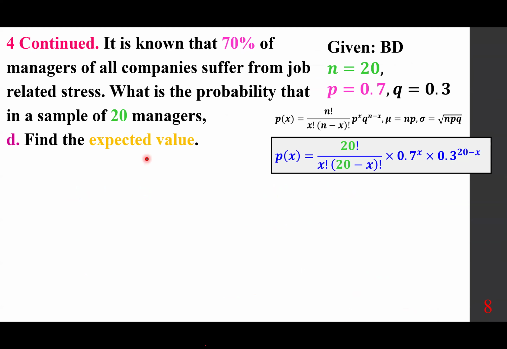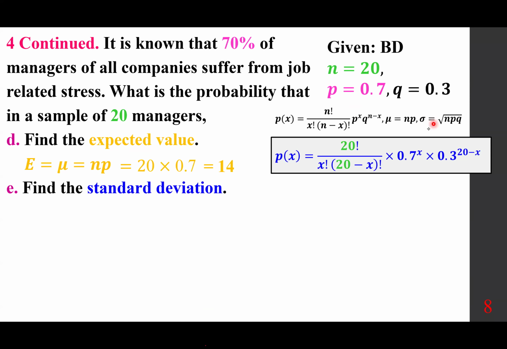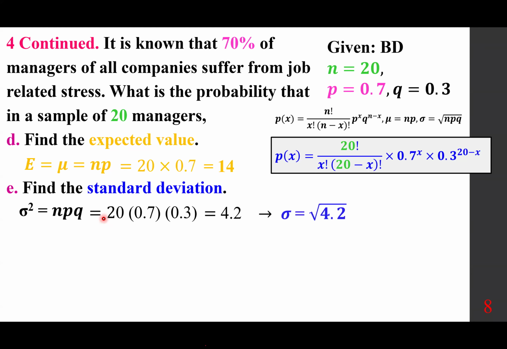Same question, find the expected value. Mu is NP. N is 20, P is 0.7, and we end up with 14. Find the standard deviation. Sigma is square root of NPQ. We can find sigma squared. N is 20, P is 0.7, Q is 0.3. We get 4.2, and sigma is the square root of this number.